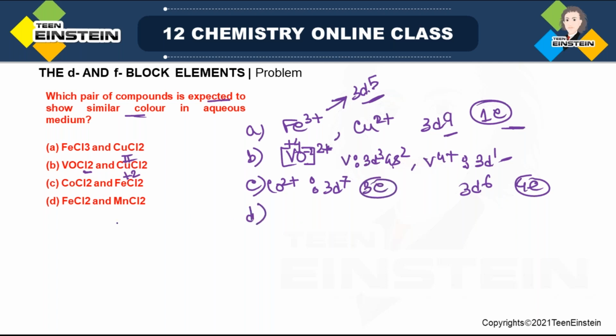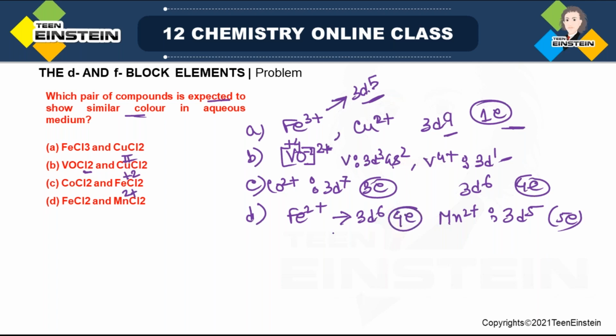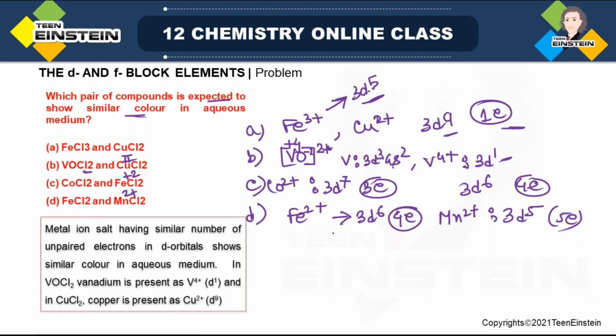And the last one, Fe2 plus, again Fe2 plus means 3d6, and Mn2 plus. Now Mn when neutral it is 3d5 4s2. That means when it is 2 plus it is 3d5. Now 3d5 has 5 unpaired electrons, but here 4 unpaired electrons. So in which case are you having the same number of unpaired electrons? It is the second system, right?